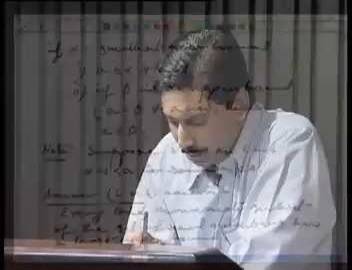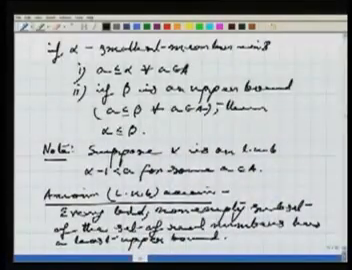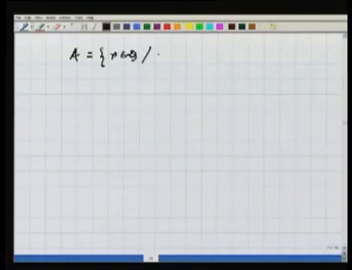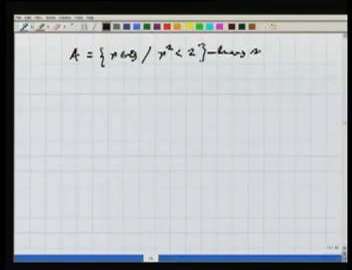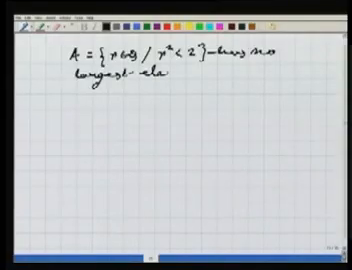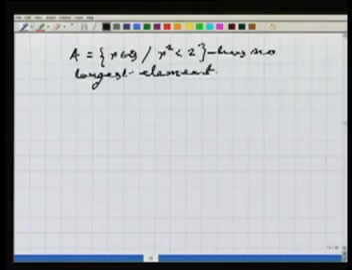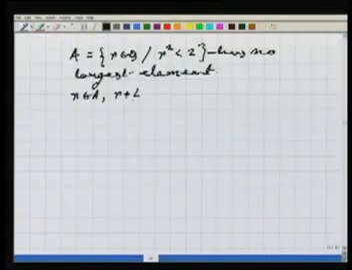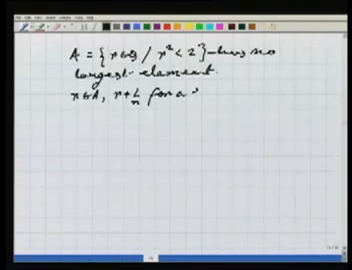Now I want to show you the power of this axiom in some familiar situation. Let us go back to the proof that the set A, that is, all rational numbers r such that r squared is less than 2, has no largest element. We have seen the proof of this. How did we go about this proof? I had taken some rational number r in A, and I looked at r plus 1 by n for a special choice of n.